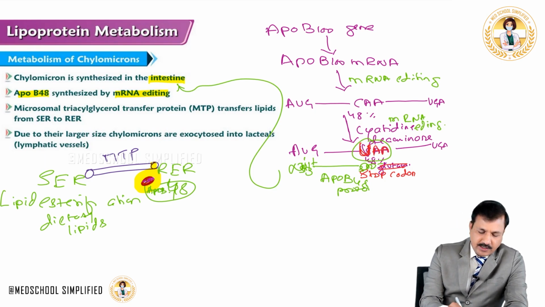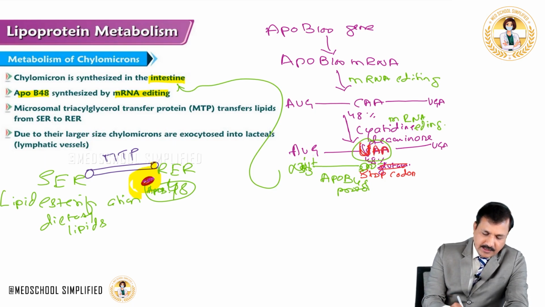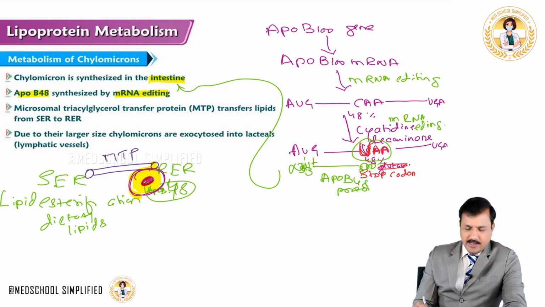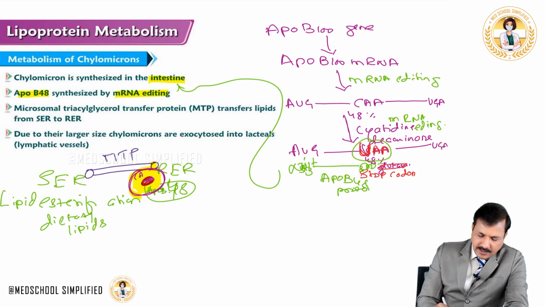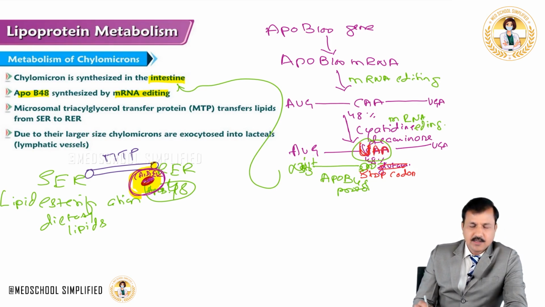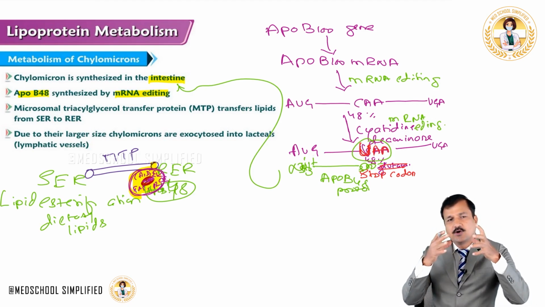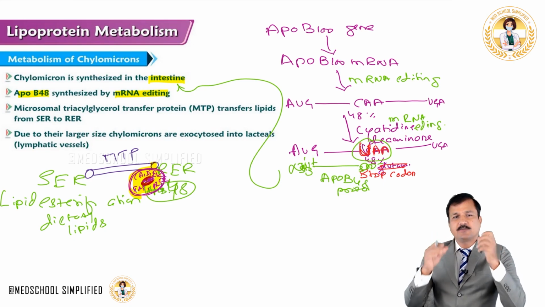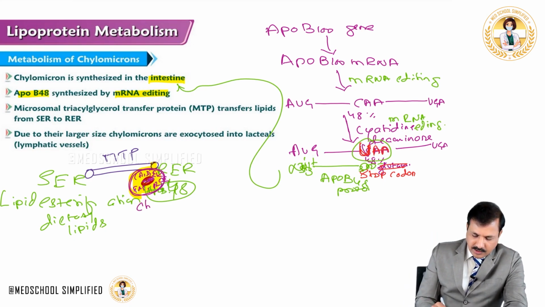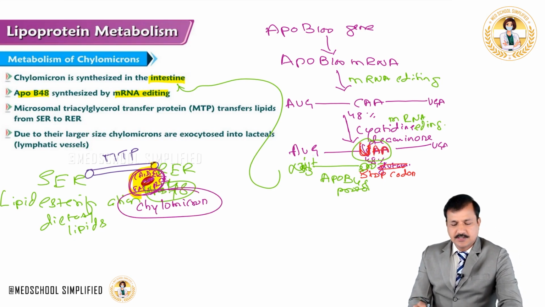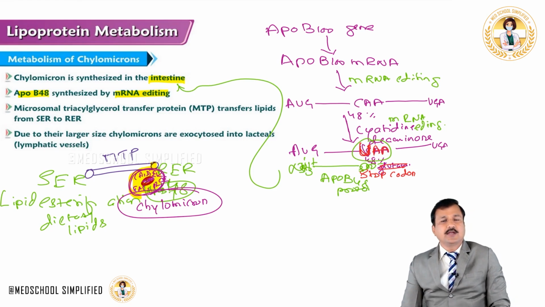Now you have Apo B-48 in the rough ER, and that Apo B-48 now has all the lipids loaded onto it along with vitamin A, D, E, K. So vitamin A, D, E, K, triacylglycerol, phospholipids, cholesterol ester, all of that is loaded onto Apo B-48. All this is coming from the diet, and this molecule we call a chylomicron.